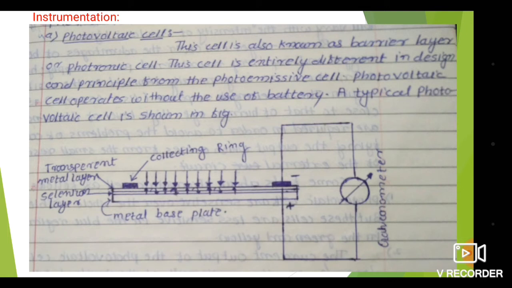So the barrier layer cell offers the advantage of being rugged and requiring no external power supply. However, its use is generally limited to the visible region. The wavelength response is about 450 to 650 nanometer, which is close to that of the human eye. High levels of illumination are required in order to avoid the problems of amplifying the output, which arise from the small resistance of the external circuit.